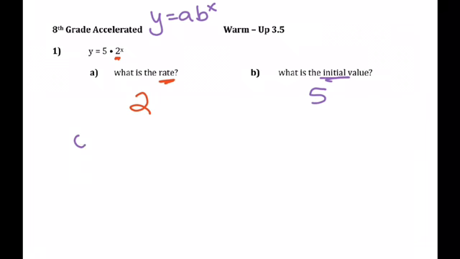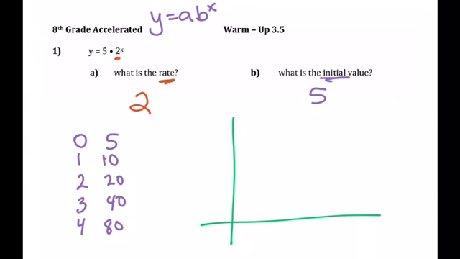So at the beginning, you would have 5, and then after one time through, you would have 10, because that's going to double. The next time it would double, the next time it would double, and so on. So that's how that's working. That's helpful to know, because then if you go and graph it, you know that it's going to begin at 5, go to 10, go to 20. What about before it was at 5?